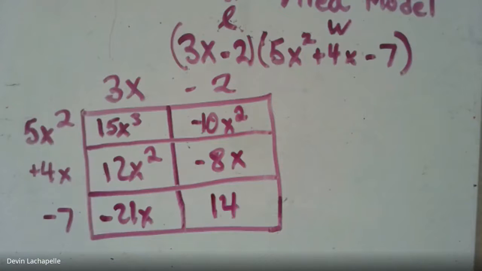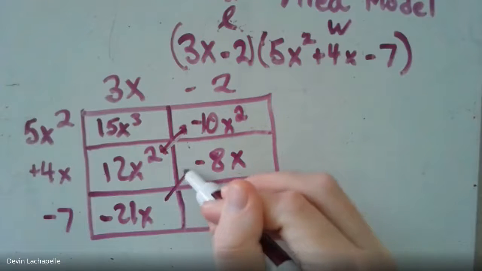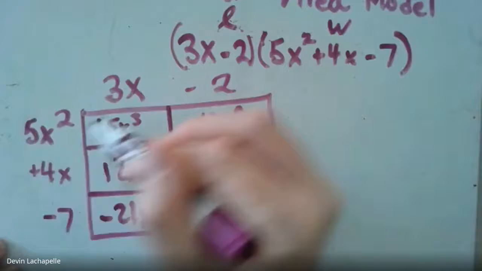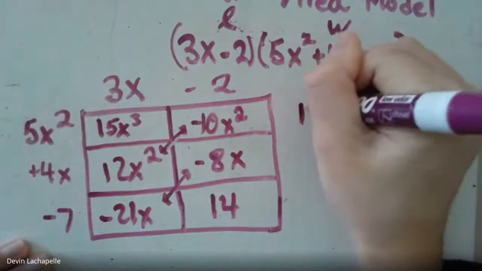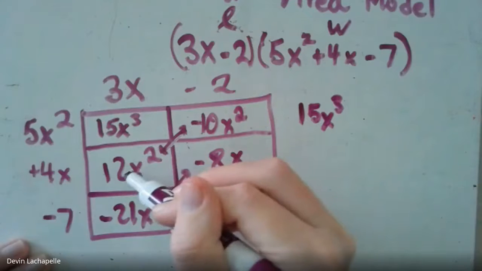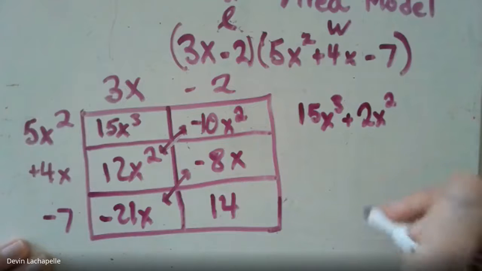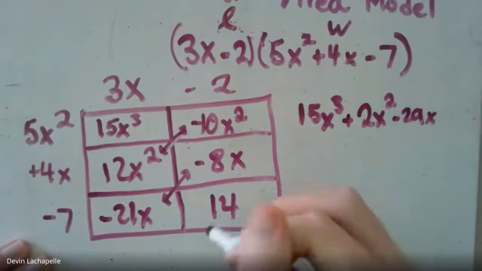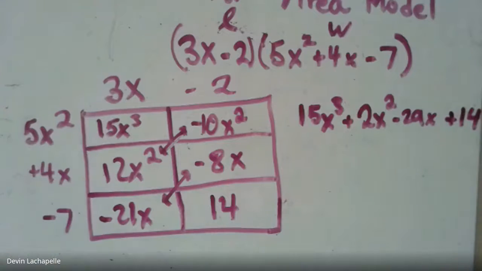Now, the awesome thing with using the area model when you're multiplying these polynomials is my like terms are always diagonal from one another. So there's my squared terms. There's my x terms. I'm going to just go ahead and write this out. So 15x cubed. There's nothing diagonal from it, at least from bottom left to upper right, so that is just going to stay on its own. Then we've got to combine 12x squared and negative 10x squared, sorry. That's 2x squared. Combine negative 8x and negative 21x. I get negative 29x. And then 14. There's nothing bottom left to upper right to combine it with, so we just get plus 14.